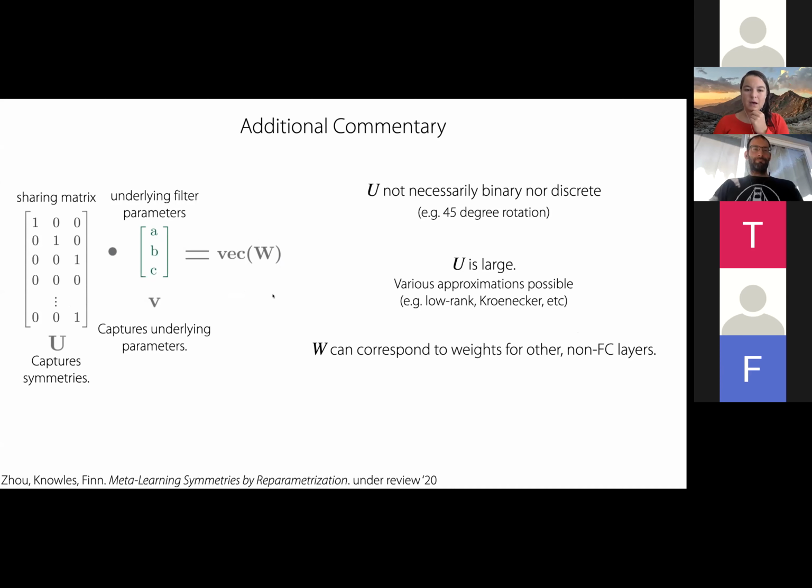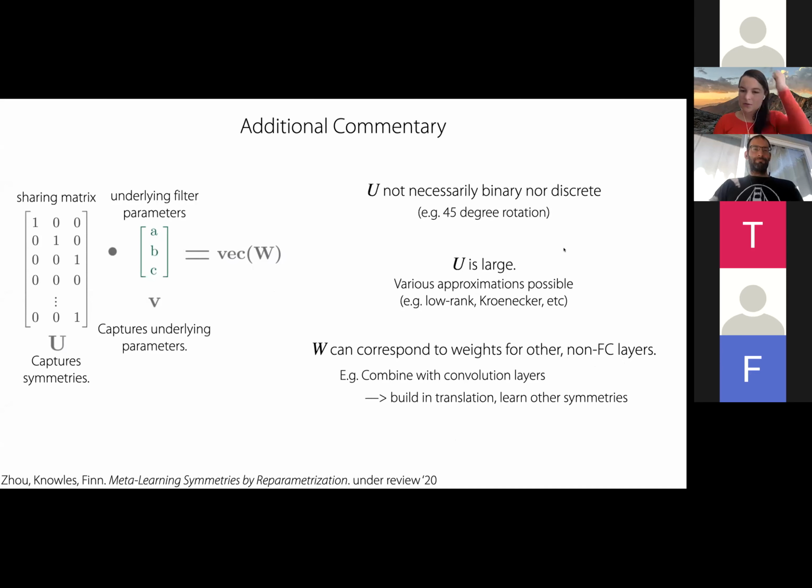And then the last note is that W, the weight matrix that we're reparameterizing, in all the examples I talked about before was a fully connected layer, but it could also correspond to weights for other kinds of layers. For example, W could correspond to the weights of a convolution layer. What this would correspond to is essentially building in translation equivariance, which is what convolution gives you, and learning other symmetries on top of translation equivariance. This gets back to my point before: if you know some of the symmetries that exist in your data and want to learn other ones, then this gives you a means to do that.